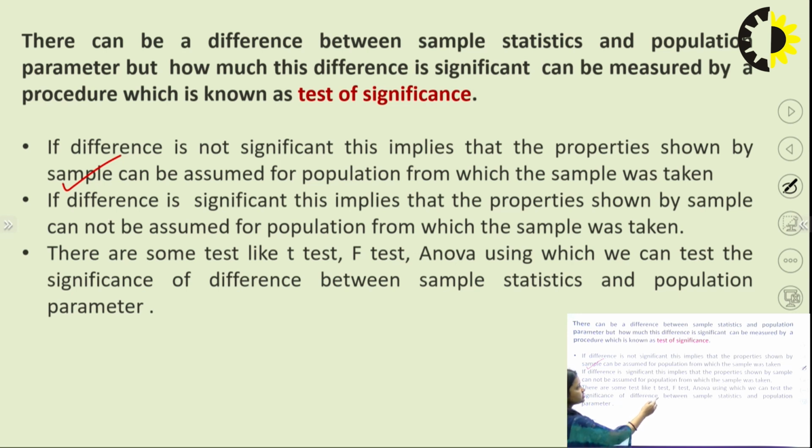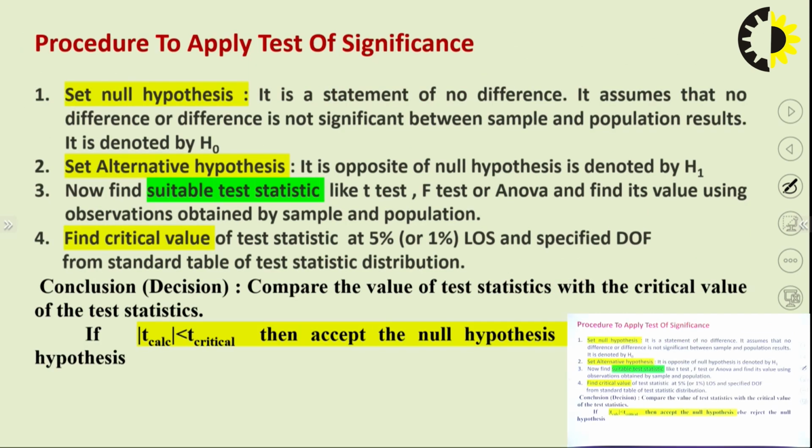Now, there are various tests to test the significance of the difference between the sample statistic and the population parameter. These are the t-test, F-test, ANOVA. There are many more tests in statistics. So for a particular problem, we pick a particular test. Now I am going to discuss the procedure of the test of significance. The first step is to set a null hypothesis.